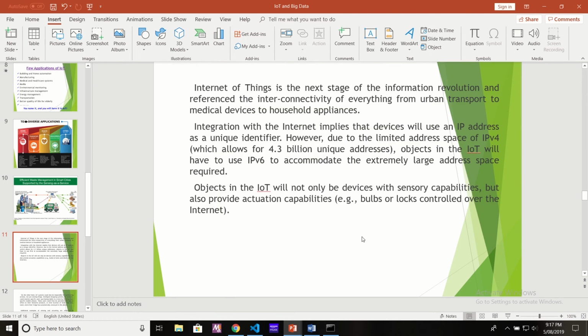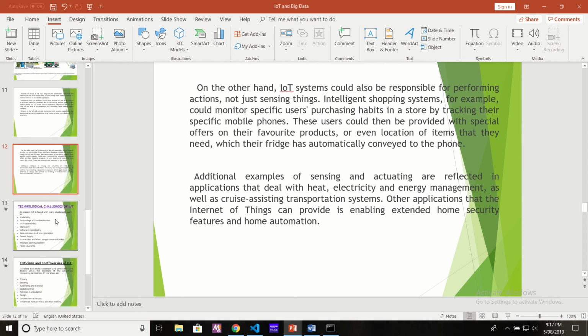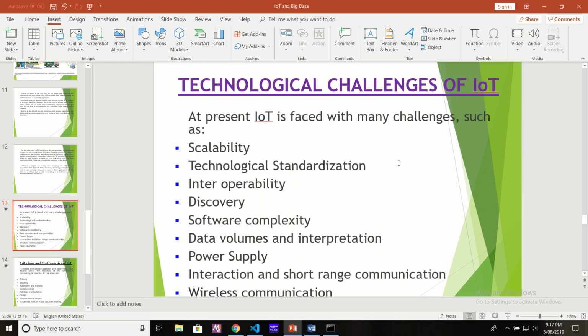Internet of Things is the next stage of the information revolution and references the interconnectivity of everything from urban transport to medical devices to household appliances. Could also be responsible for seeing things. Technological challenges: at present, IoT is faced with many challenges such as scalability, technological standardization, interoperability, discovery, software complexity, data volumes, interpretation, power supply, interaction, short range communication, wireless communication.